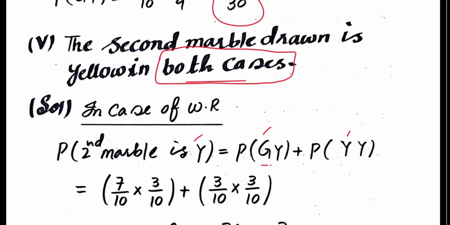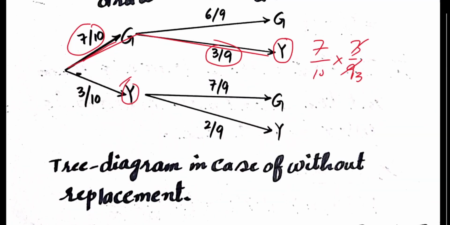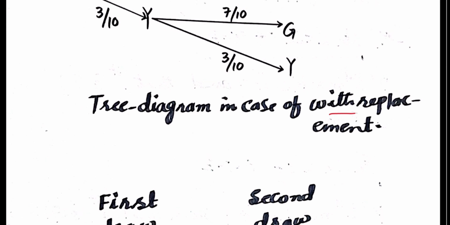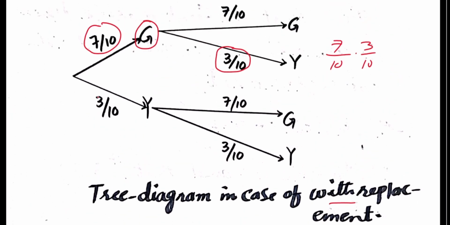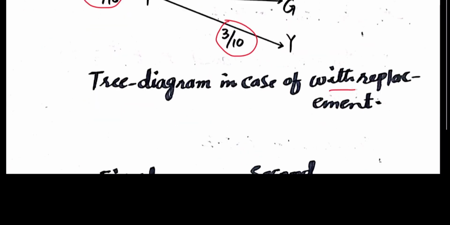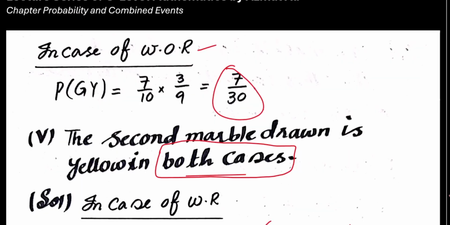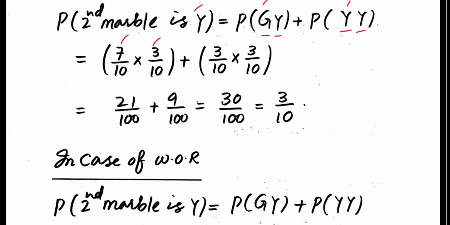If the first is green and then second is yellow, this is given by 7 by 10 into 3 by 10 from the tree diagram. And this is yellow and yellow, and this can be seen from the tree diagram in case of with replacement. This branch can be used here. Yellow in the first draw, and the second draw is also yellow. This is 3 by 10 into 3 by 10, this is 9 by 100, and that is simply equal to 3 by 10 after cancellation.